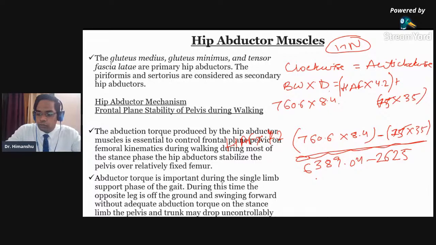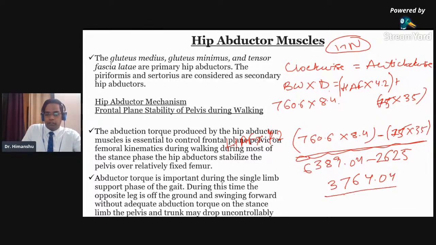Okay, now let us subtract this. 6389.04 minus 2625, that gives you 3764.04. Now it can be divided by 4.2. That will give you the hip abductor force. Okay, now let us divide it by 4.2. That gives you the total force that will be applied by the contraction of the hip abductors, which will be 896.2 newtons. All right, again, now we have got the hip abductor force.